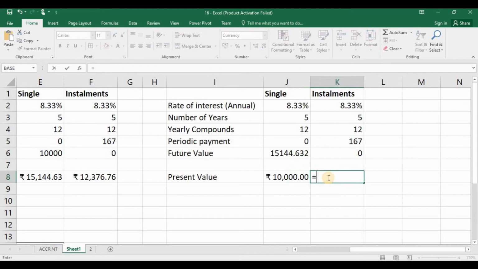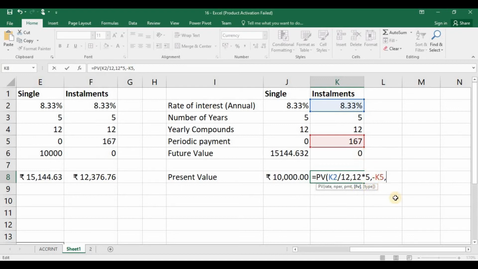Type PV. Start round brace. Select the rate of interest. Convert the yearly interest to per period. Next, enter the number of periods for 5 years. In this third argument, we should give the installment amount. Here, our installment amount is 167. Enter a negative sign here. Next, we have to enter the future value of our investment.